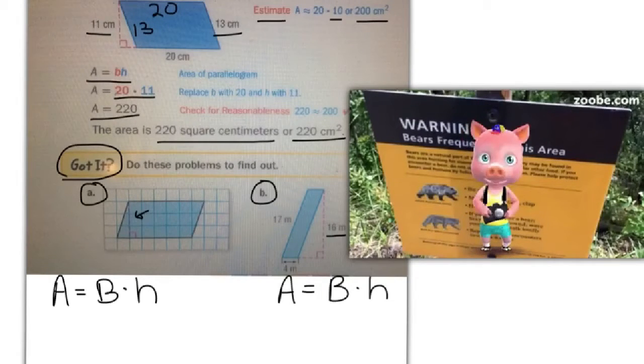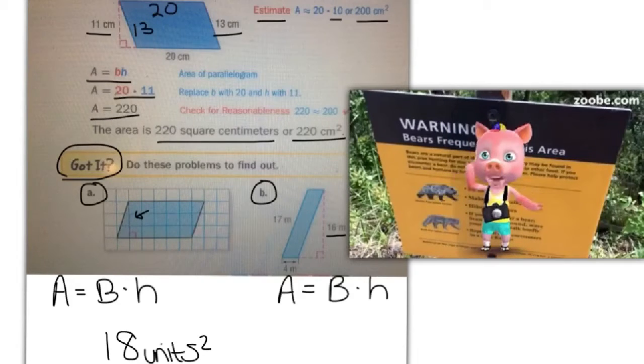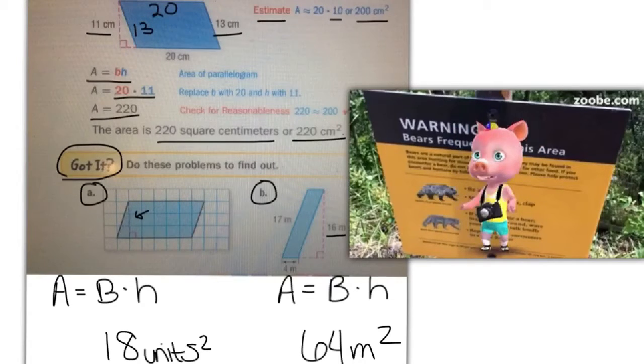Hopefully you have solved both problems, and your answer should have been 18 square units for letter A, and it should have been 64 meters squared for letter B. If you have any questions, please make sure to ask your teachers at this point if you're not sure how we got those answers.